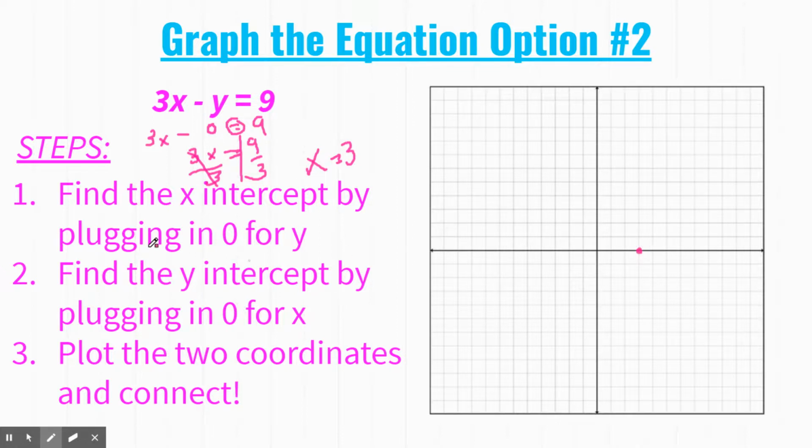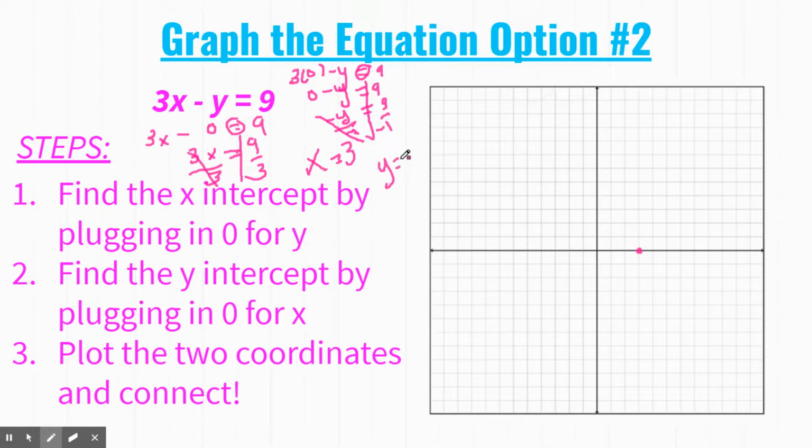Then the next thing I would do is plug in a 0 for my x to find out what my y is. So if I plug in 0 for x, that's 3 times 0 minus y equals 9. Center of my equation is my equal sign. 3 times 0 is 0. 0 minus y equals 9. 0 minus y is negative y, so negative y equals 9. Divide by negative 1 on both sides to get y by itself.